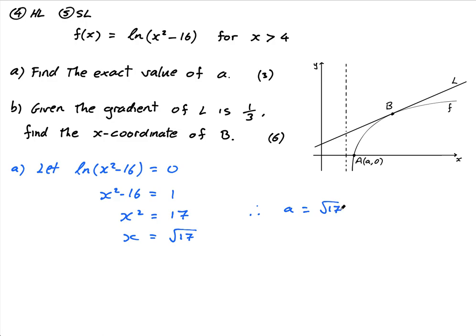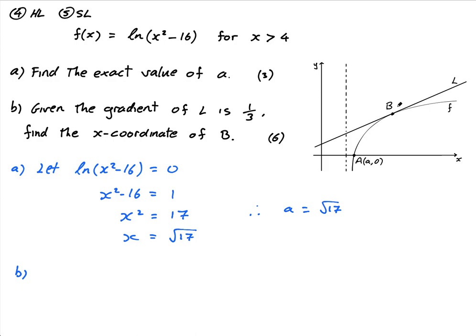Now, is it positive square root of 17 or negative square root of 17? Well, it is certainly positive because we're on the positive side of the y-axis, so this has to be a positive number. So a is equal to root 17. Fine. Part B. He says, given the gradient of L, that's this straight line here, is 1/3, find the x coordinate of B.